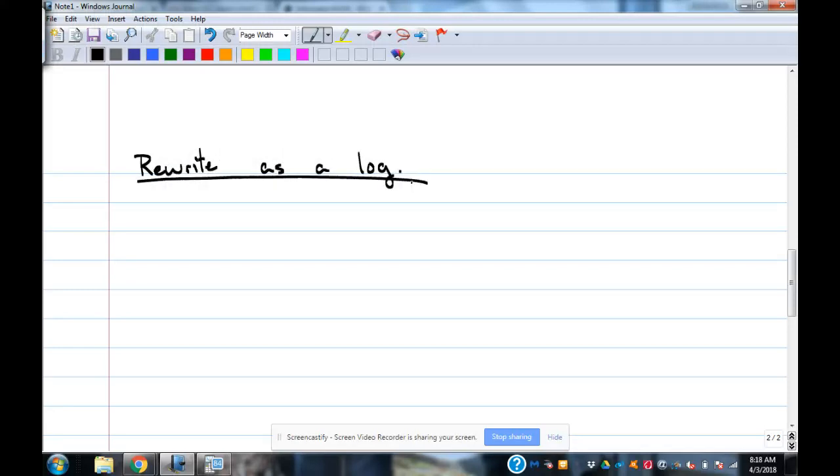Rewrite it as a log. 3 to the x equals 27. What's the base in that exponential? 3. So to write it as a logarithmic, it's going to be log base 3. What's the logarithm always equal to? The exponent. What's the exponent in this case? x. So it leaves one spot for the 27. Right there.